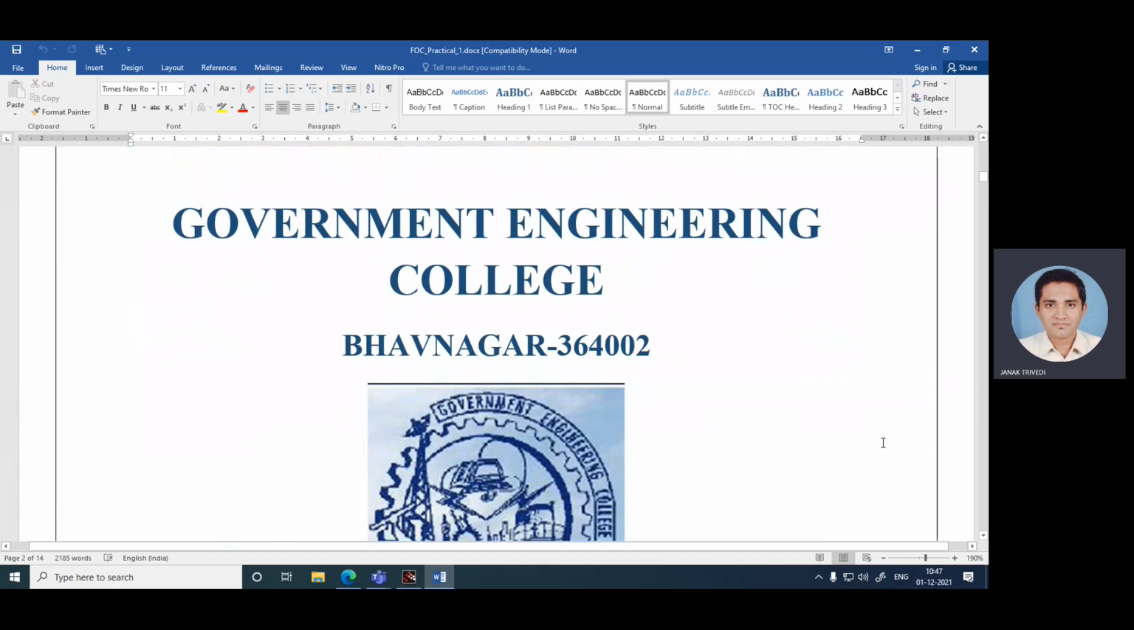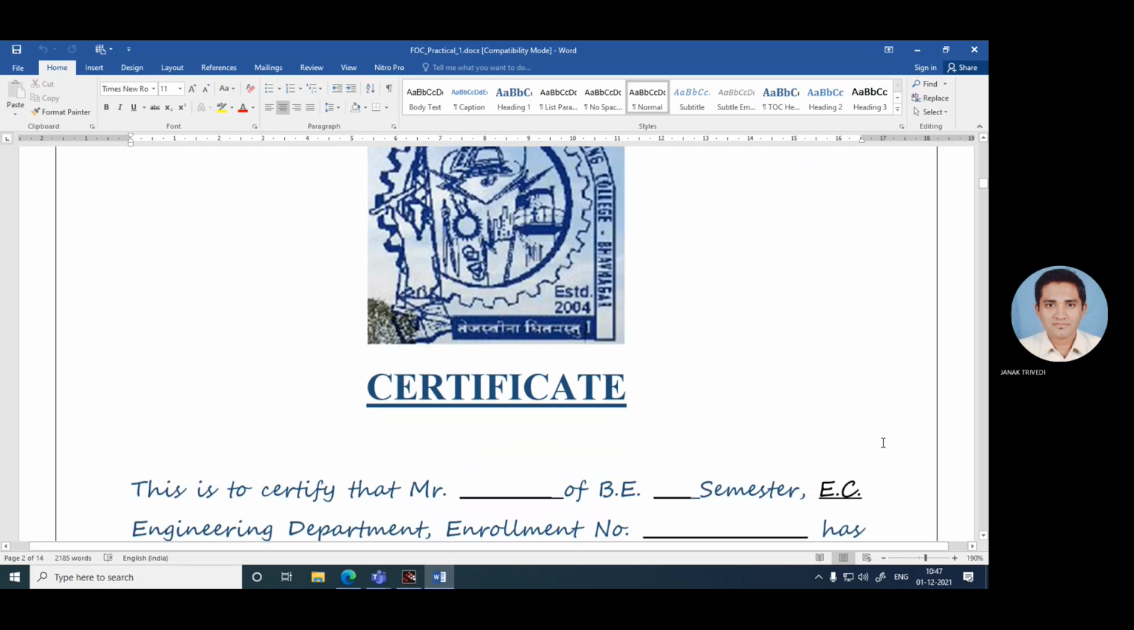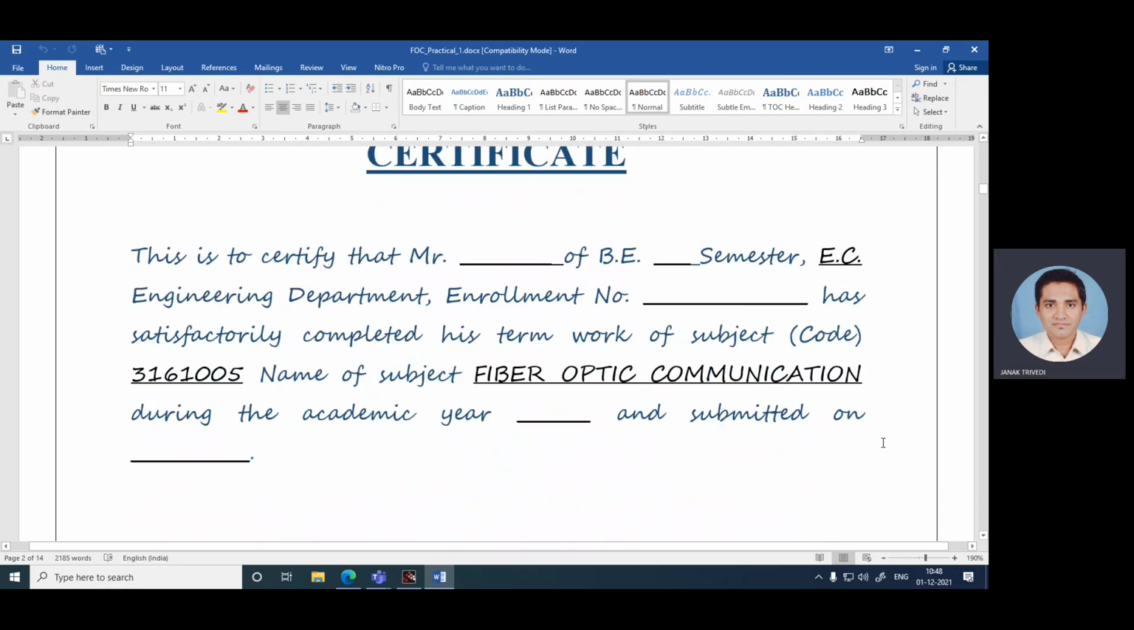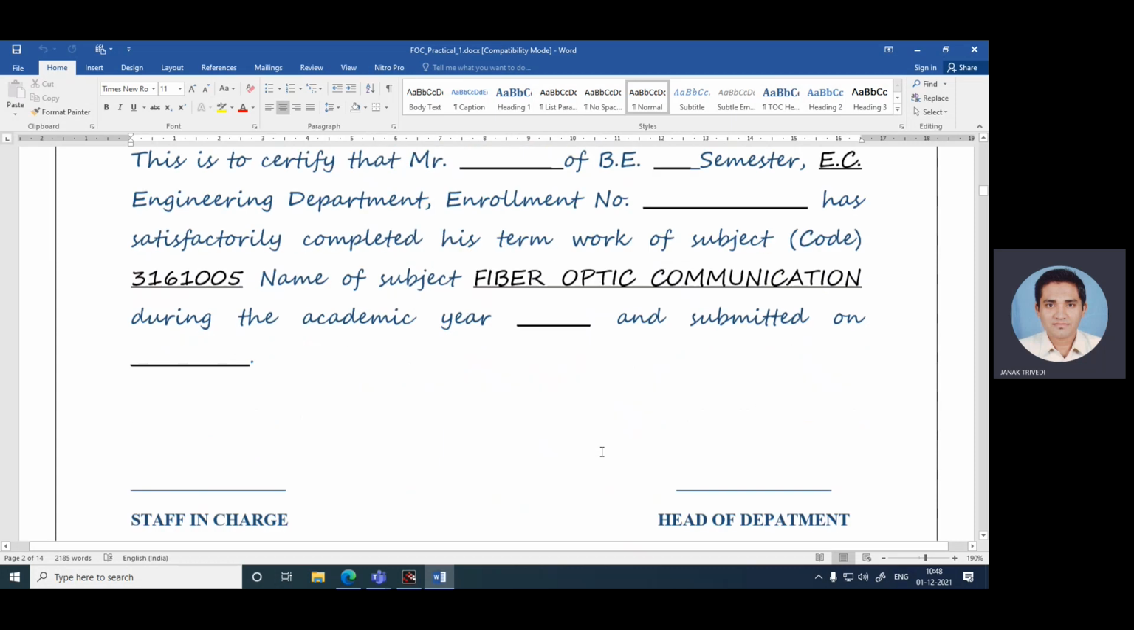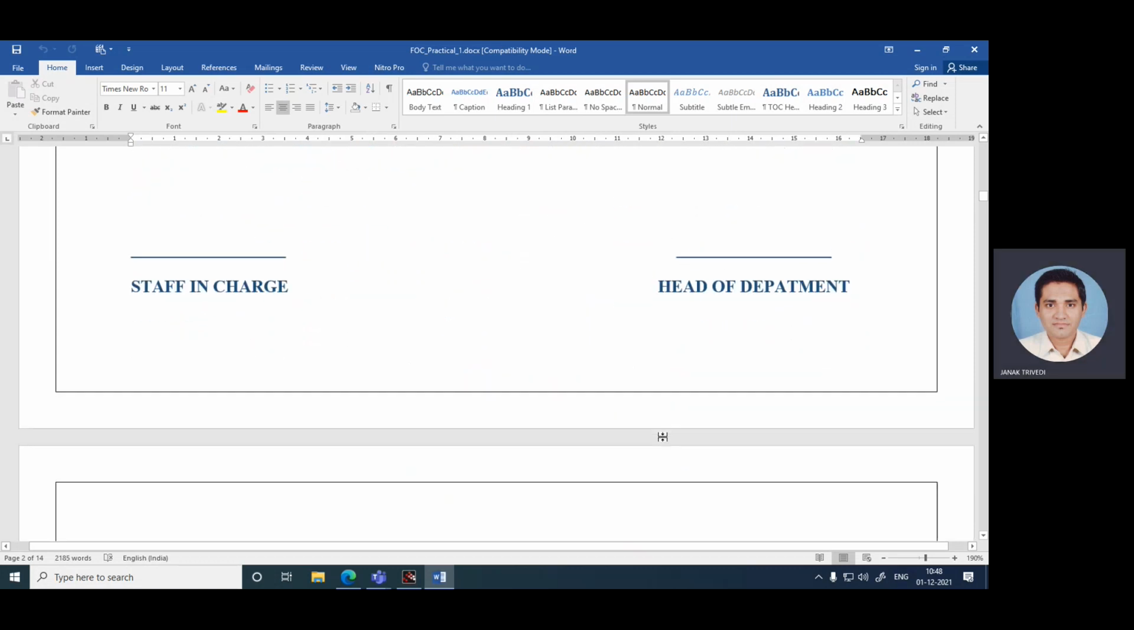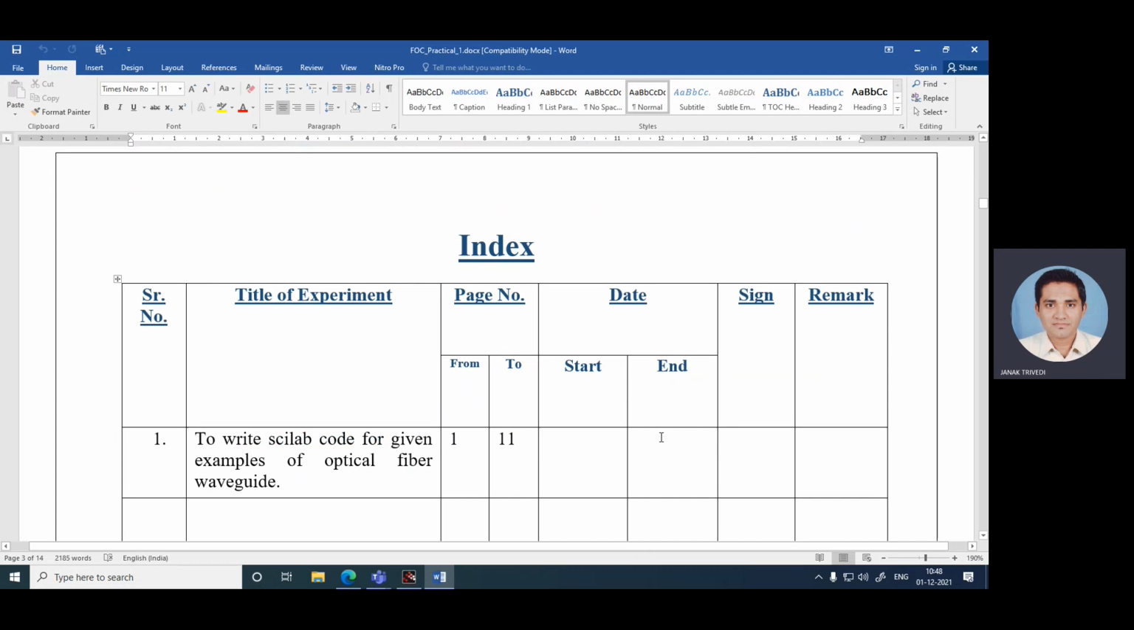There is a sample certificate from Government Engineering College, Bhavnagar, with the details of the student: branch, semester, engineering department, enrollment number, and subject code with subject name. Which year and submission date is mentioned, with the staff in charge and head of department sign. Then an index is prepared with the serial number, title of experiment, page number, date, sign and remarks.